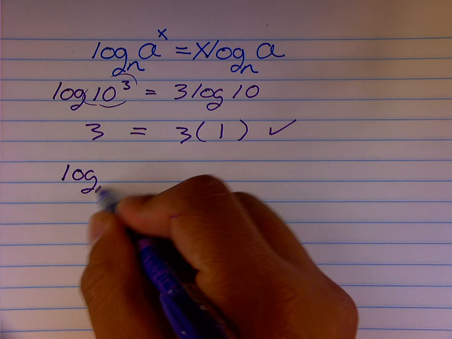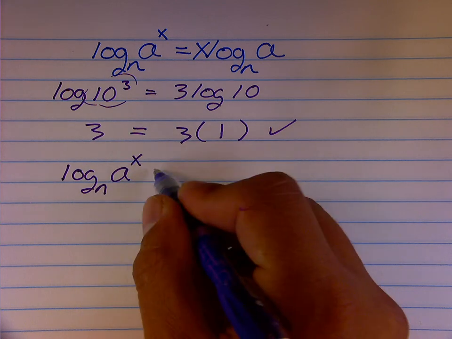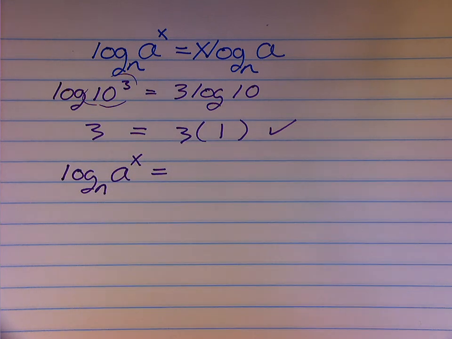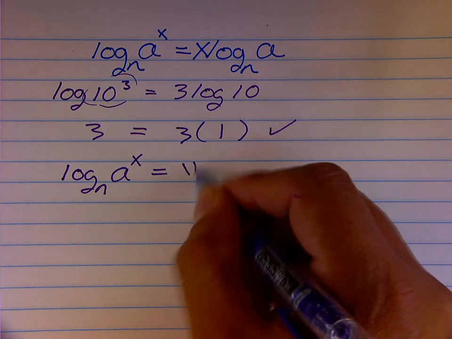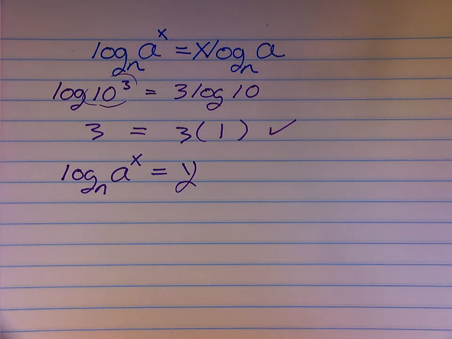I'm going to start with the left-hand side. And what I'm going to say is that the log base n of a to the x is a value. It will simplify and give me a value. And if it does, I'm going to call that value y. Now, I've made no assumptions about this value. I haven't said anything at all except that I don't know what it is, and I'm giving it a generic name.